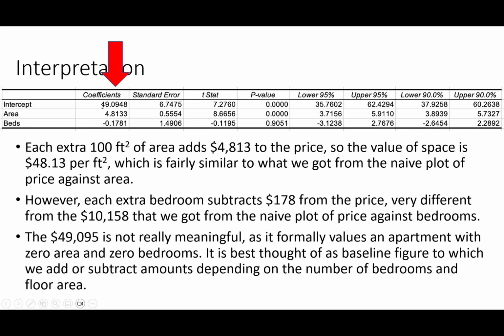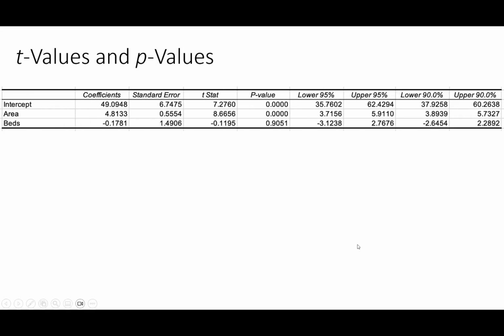So this number 49,095 is not really meaningful, as it formally values an apartment with 0 area and 0 bedrooms, non-existent. It is best thought of as a baseline figure to which we add or subtract amounts depending on the number of bedrooms and floor area. Now, the next thing that's important in this output down at the bottom are the t-values and p-values, the t-statistics and the p-values, which are right here in the center.